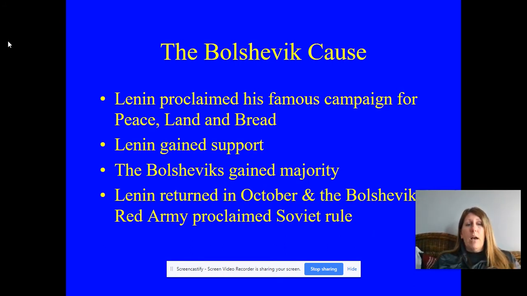The Bolshevik cause. So Lenin, again, is going to proclaim this very simple campaign for peace, land, and bread. So to reiterate, peace: let's get Russia out of World War I, because it was a disaster for the Russian people. Land: he promises, I'm going to give the land to the peasants and to the industrial workers. And then bread: he is going to feed the people. And so Lenin does gain quite a few supporters initially. The Bolsheviks eventually gain the majority. And then in October, Lenin is going to start leading the Bolshevik army, and they start to proclaim Soviet rule.